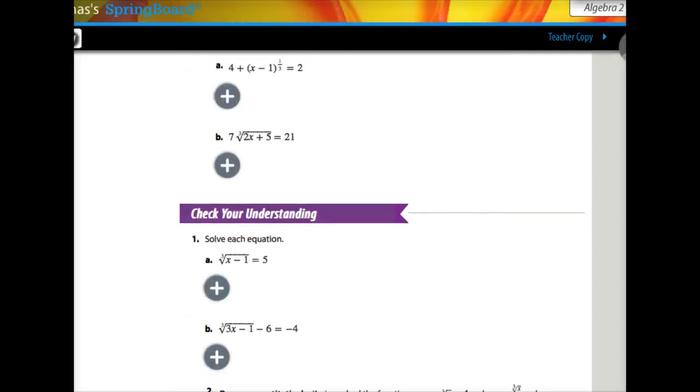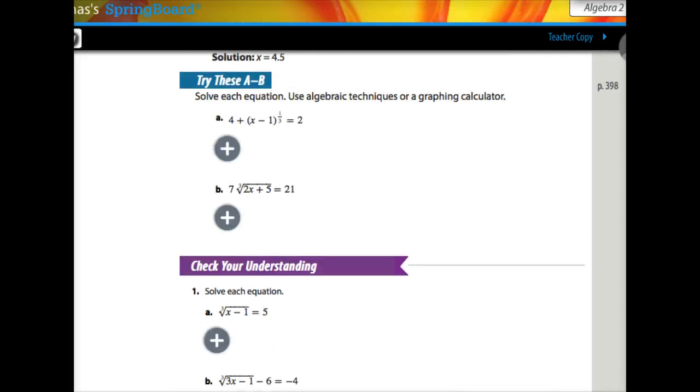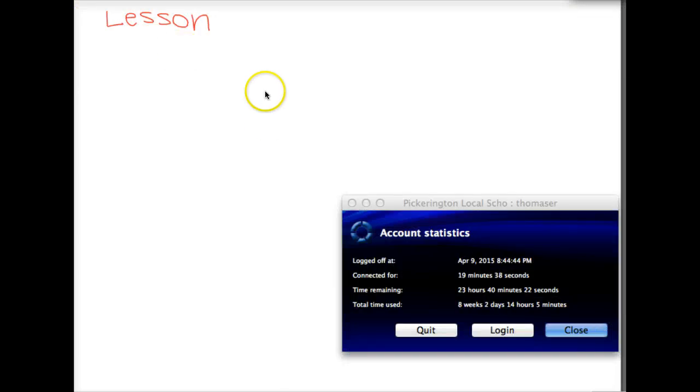All right, so turn the page. The next thing that we are going to do is just try to walk through some of these. We are going to do one of them together, and then I'm going to have you try 2 of them on your own. So let me switch over here to some place where I can write. So we are in lesson 25-4. And together we are going to do the Try These A B, part A.